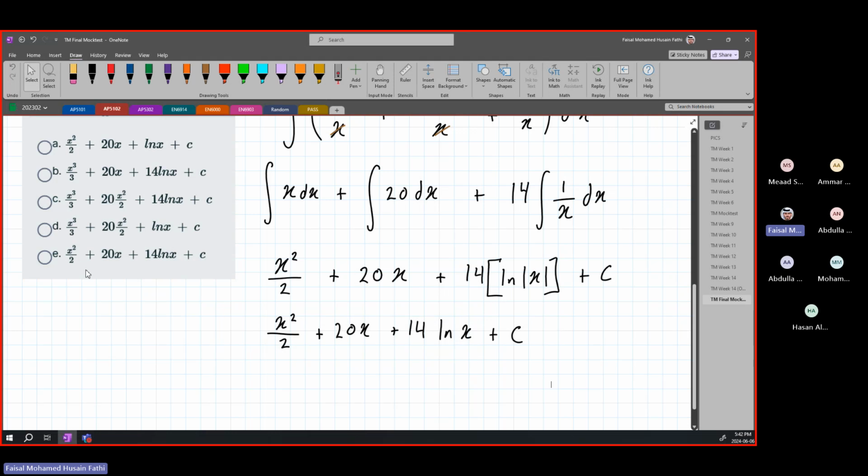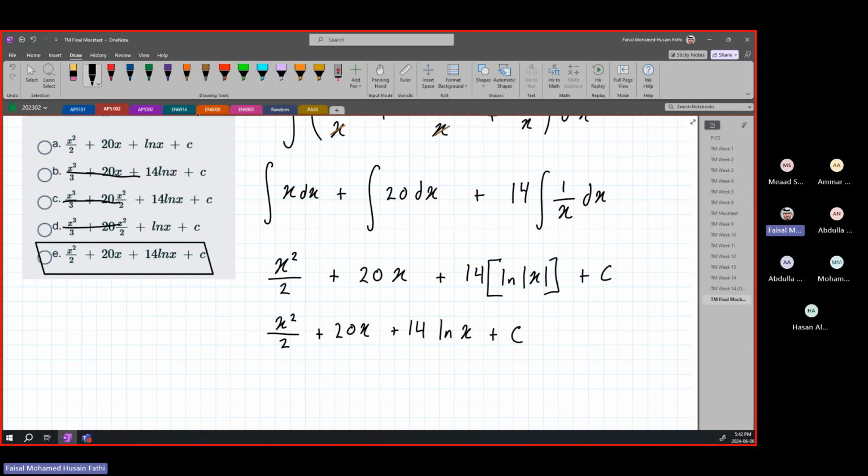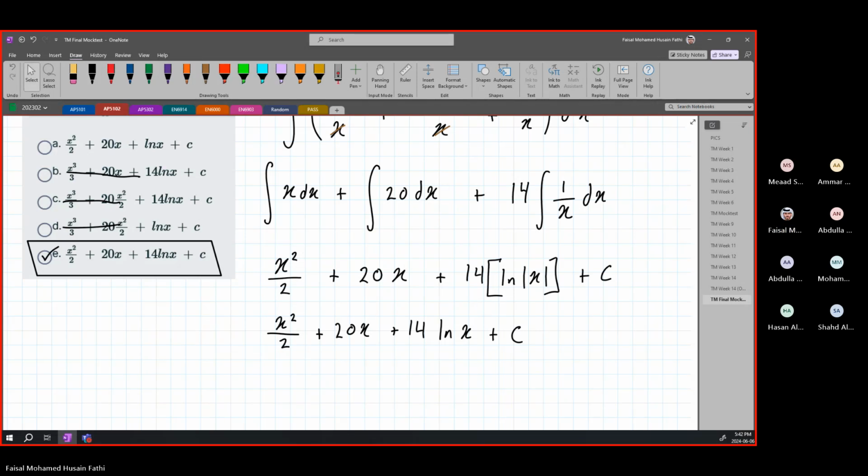So it's going to be x squared over 2, meaning it is not this, it's not this, it's not this. These are all x cubed over 3. It's going to be x squared over 2, so it's the first or the second, and the last one is with 14, with the constant. So this is your answer. All right, moving on to the next question.